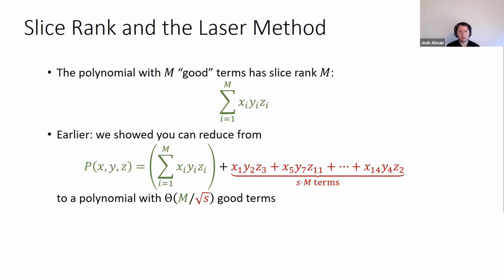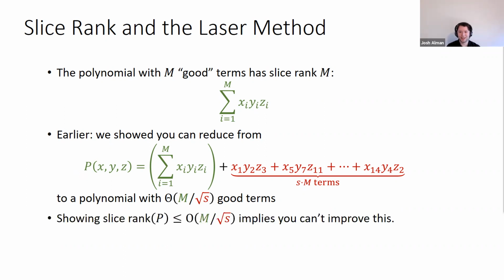So earlier, when we were talking about this problem of taking one of these polynomials with m good terms and s times m junk terms, and setting some variables to 0 to get rid of all the junk terms, and asking how many good terms you could be left with at the end, we saw you could be left with m divided by square root of s good terms. And this kind of gives us a slice rank lower bound for the polynomial p also. So if we get to m divided by square root of s good terms by a reduction, which can't have increased the slice rank, that means p itself had to have slice rank at least m divided by square root of s at the beginning.